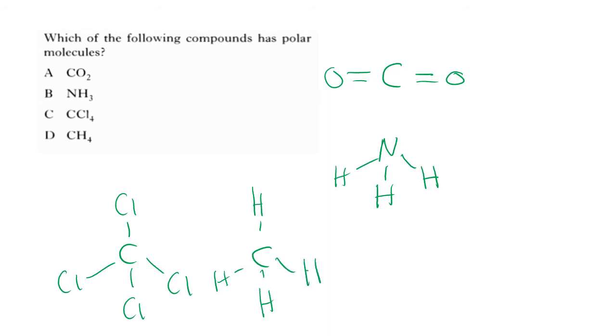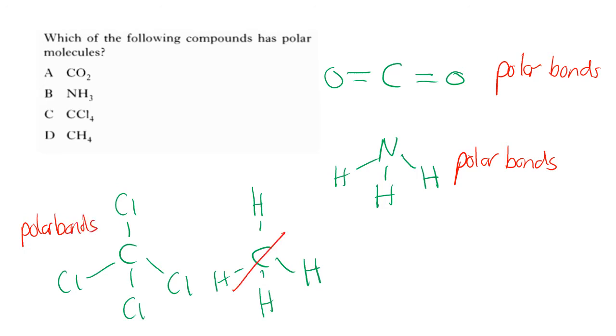Now, if you look up the difference in electronegativity between carbon and oxygen, you'll find that this one does have polar bonds. Ammonia has polar bonds because there's a difference in electronegativity. CCl4 has polar bonds, but methane non-polar bonds. There's such a small difference in electronegativity.